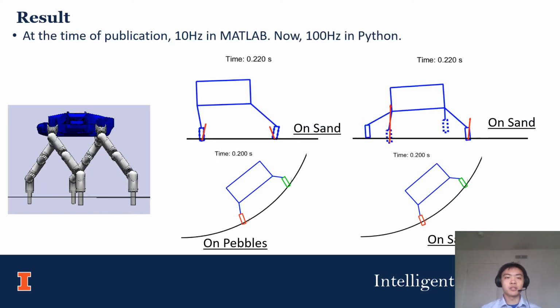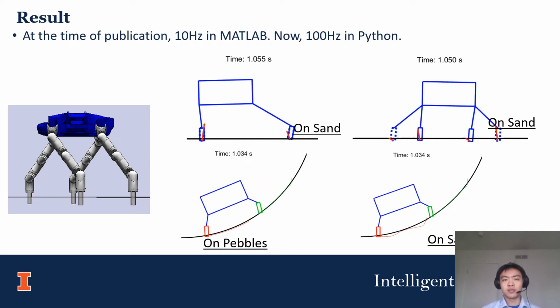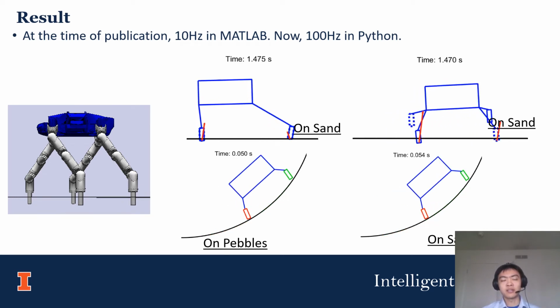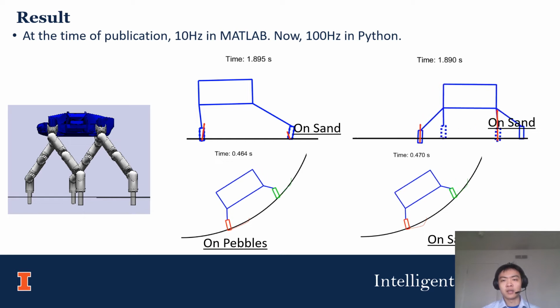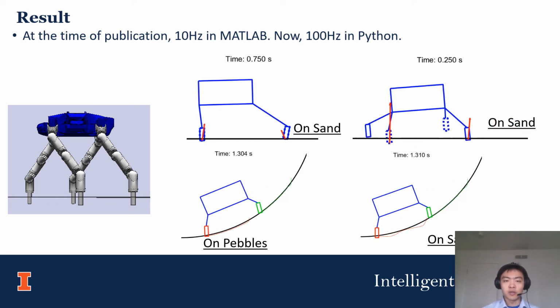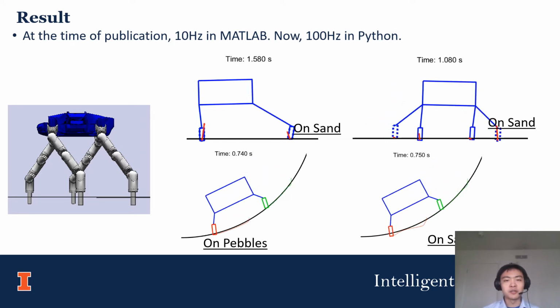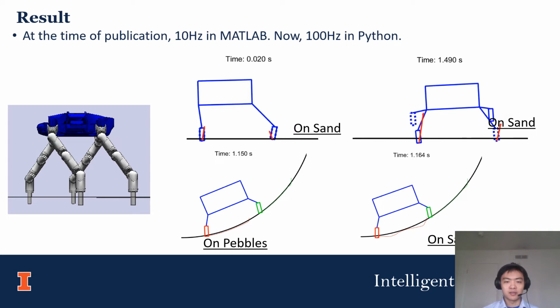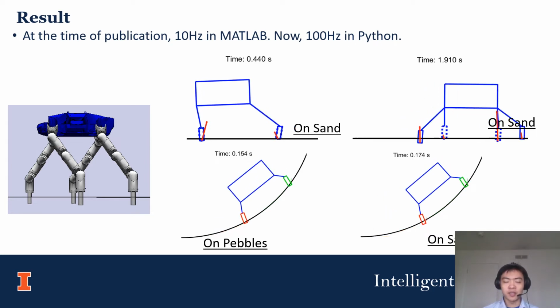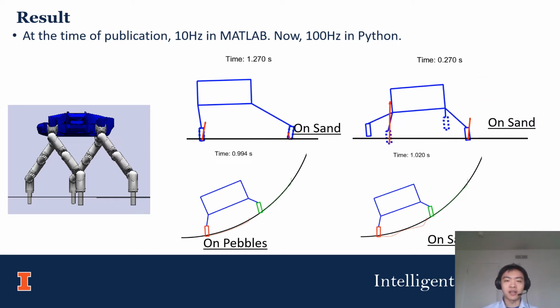Let me show some simulation videos. At the time of the publication, we could run these kinds of simulations at 10 Hz in MATLAB. Now we can do it at 100 Hz in Python. I apologize for the poor quality of the videos. This was made like 2 years ago, and I haven't remade these videos, but we are able to make videos using the model shown on the left.